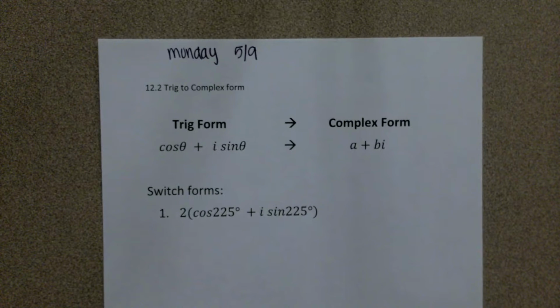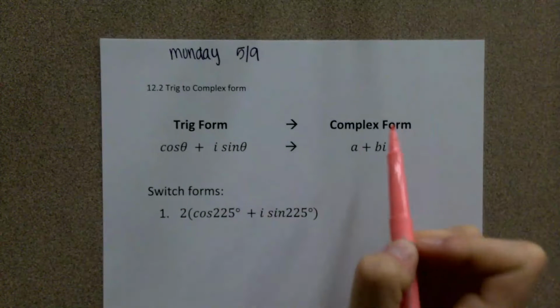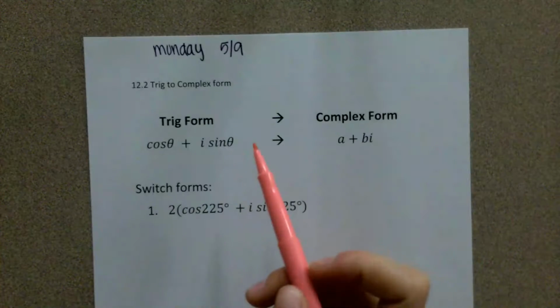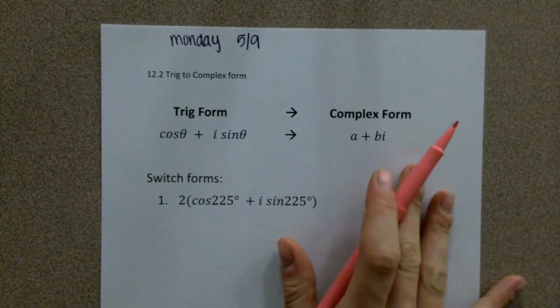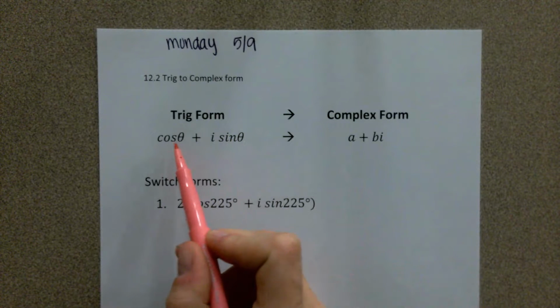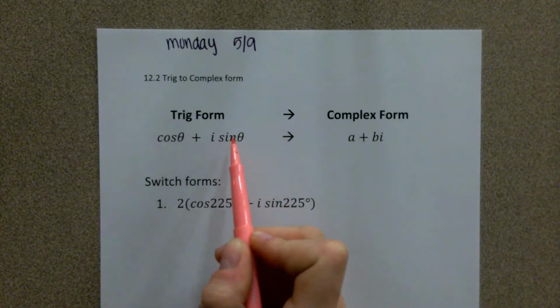Hi guys. All right, so today's lesson is going to be super short, super sweet. It piggybacks off of Thursday when we went from complex to trig. So today we're going to work backwards and go from trig to complex. So trig form, once again, is cosine theta plus i sine of theta.